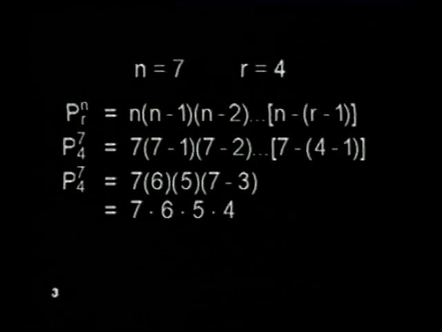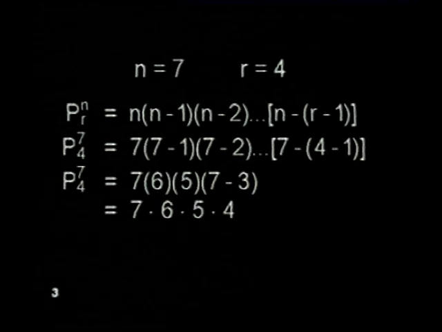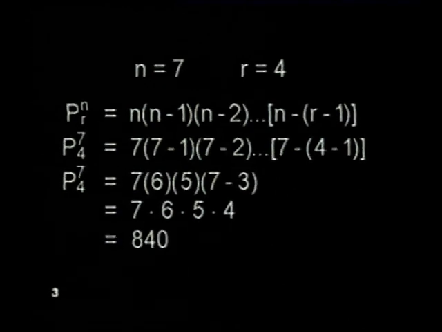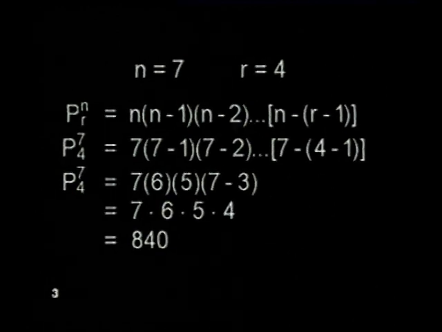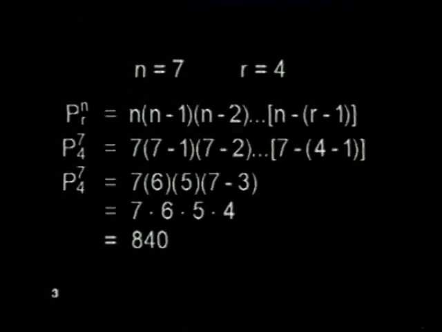Therefore, we have a series of multiplication in which 7 is the first factor and 4 is the last factor. All of the integers between 7 and 4 comprise the other factors. When the multiplication is performed, the product is 840. Therefore, we can arrange 7 books using 4 at a time, 840 different ways.